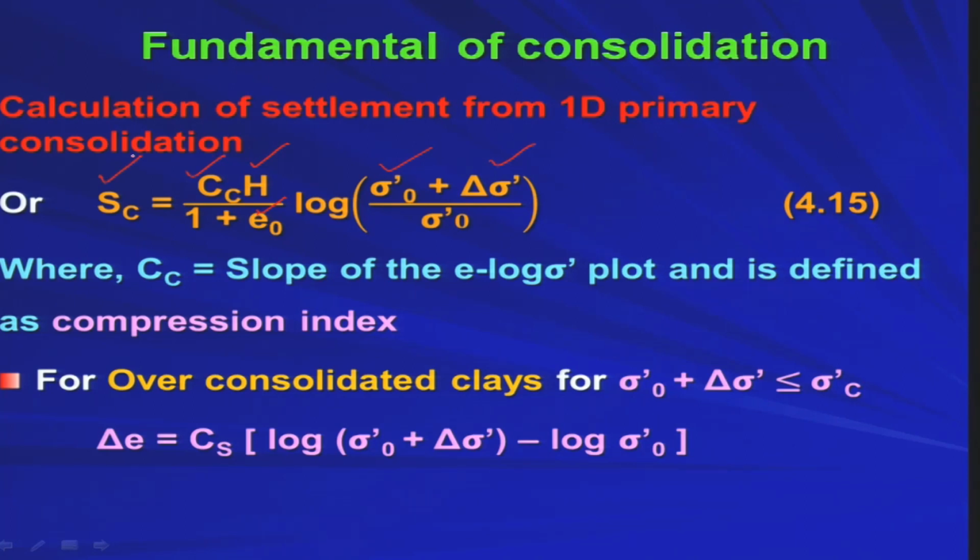Now, for over consolidated clay, what will happen? For over consolidated clay, you basically have two different regions. One region is when sigma naught prime plus delta sigma prime, that is the increment of the total pressure, is less than or equal to the pre consolidation pressure sigma c prime. At that time, soil will be behaving as completely over consolidated soil.